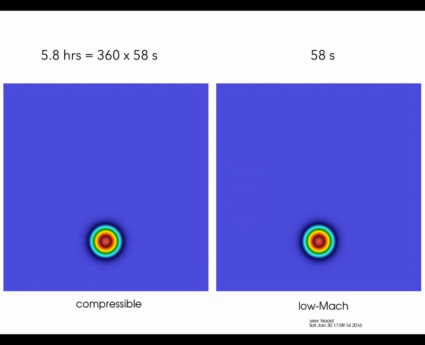On the left, you're going to see the compressible algorithm. On the right, the low Mach algorithm. This is a heated blob in a room with a gravitational field. There's gravity pulling down, and this is a hot blob. Colder air is going to go down, and due to mass conservation, it is going to push this blob up. Now, the compressible simulation took 5.8 hours. The low Mach simulation took 58 seconds. I rounded the number a little bit. So it took 360 times more time to do the compressible simulation than the low Mach simulation.